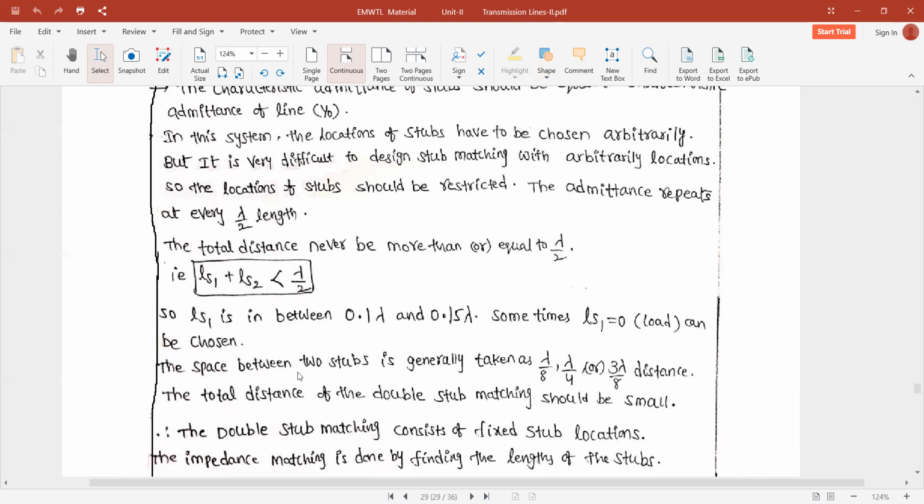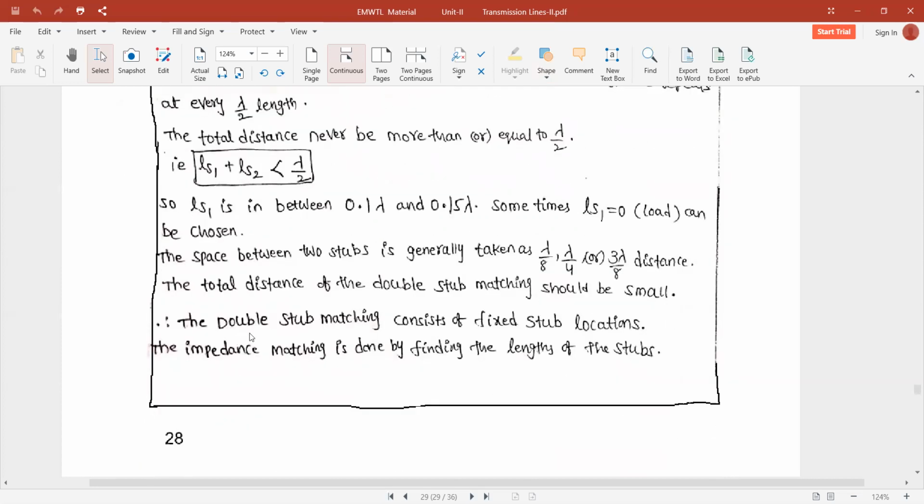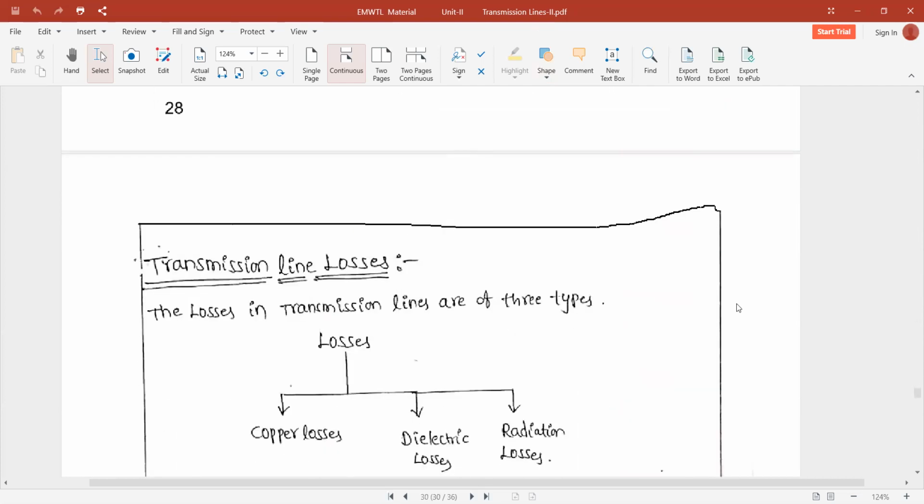The space between the two stubs is generally taken as lambda by 8, lambda by 4 or 3 lambda by 8 distance. The lambda by 4 is used for impedance matching, from the load end only, my dear students. The total distance of double stub matching should be small, and the double stub matching consists of fixed stub locations. The impedance matching is done by finding the length of the stubs.